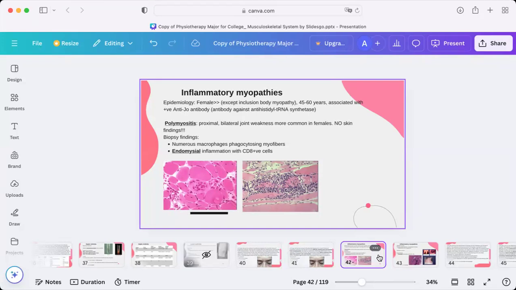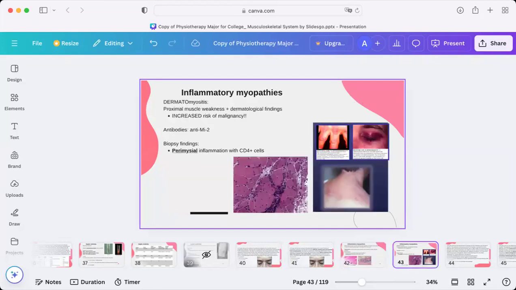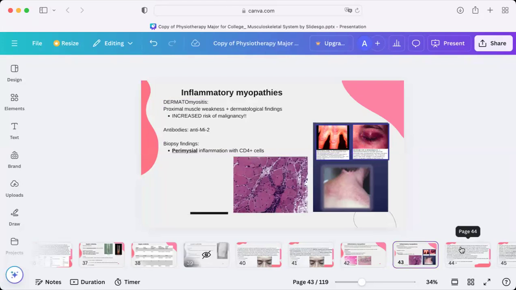Good job. Good job. I don't know if they talked about it in clinical, but sometimes they'll give you a clinical picture of someone who has dermatomyositis, and they're going to ask, what would you do next? The best thing to do next would be to look for any malignancies, okay? You guys were correct. Dermatomyositis is linked to anti-Mi2, as we said, and the biopsy finding is perimysial inflammation with CD4 positive cells. So polymyositis, endomysial, CD8 positive, dermatomyositis, perimysial with CD4 positive. Again, it sounds a bit low yield, but you never know what they're going to ask, you know?